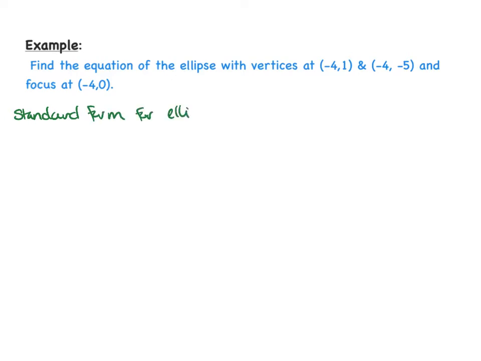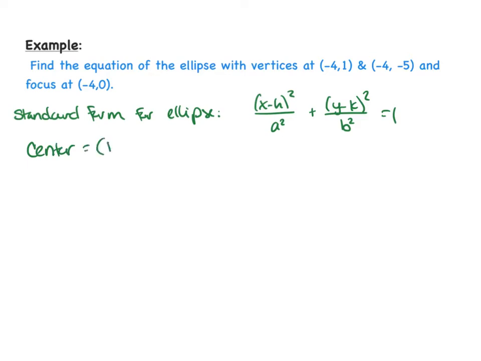for an ellipse is given by x minus h squared over a squared plus y minus k squared over b squared is equal to 1, where h and k is our center, and a and b are the distance from the center up and down for the b along the y-axis and left and right for the a along the x-axis.